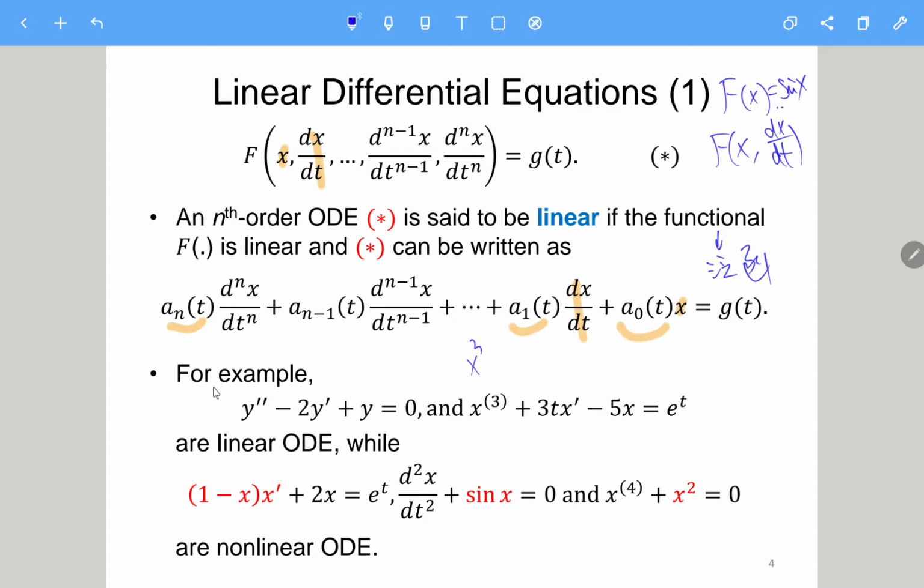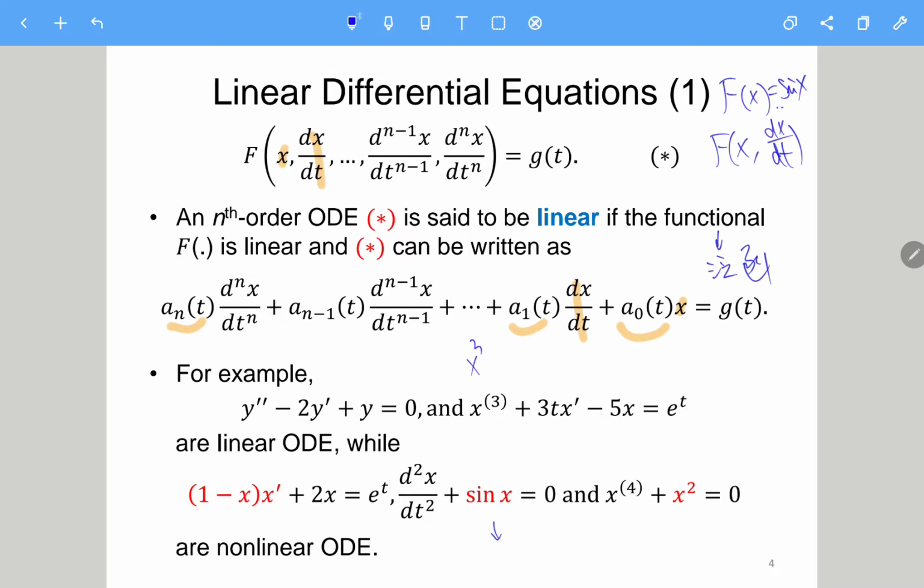Okay, so all these equations are linear ODE, and here we have some examples of non-linear ODE. For the first one, we have seen this term in red. We have negative x times x prime. These two terms multiply together, so it is not linear. And for the second one, sine of x is a nonlinear function.